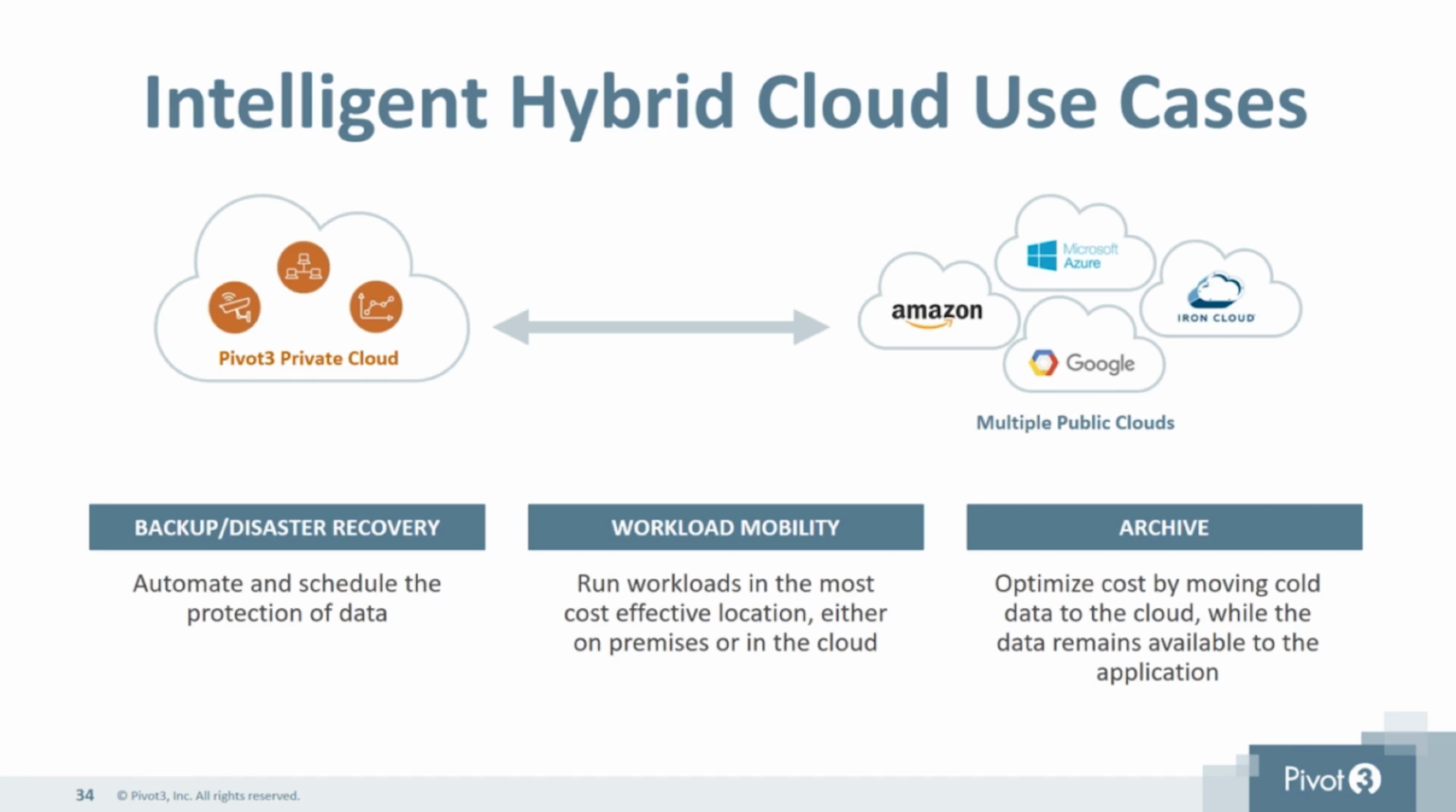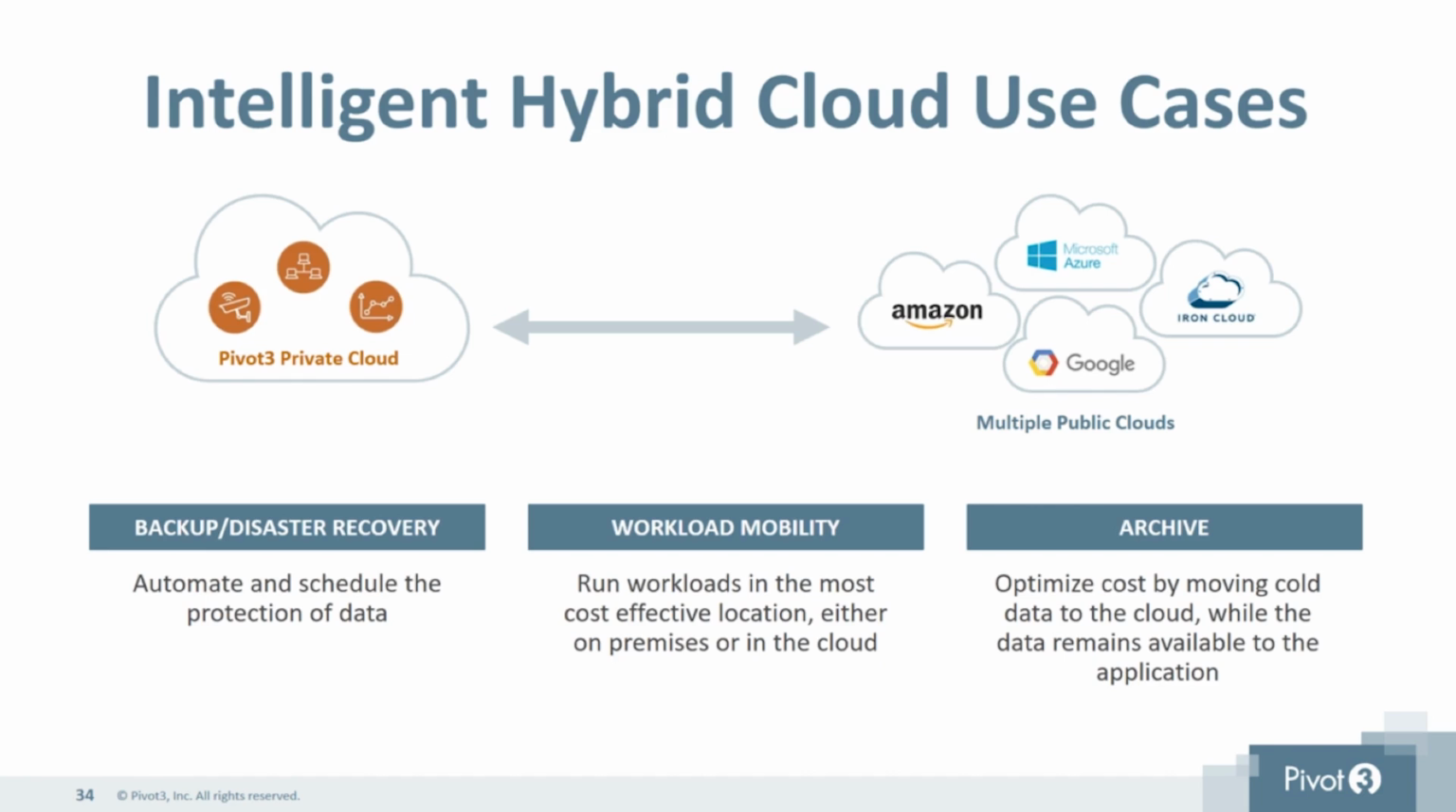And then next we have workload mobility, which really consists of two separate parts. The first thing we need to be able to do is scan an HCI system, identify all those workloads and characterize the requirements, and then map that to what it would cost to run those in the various clouds. And then the second step is to be able to actually move that workload.